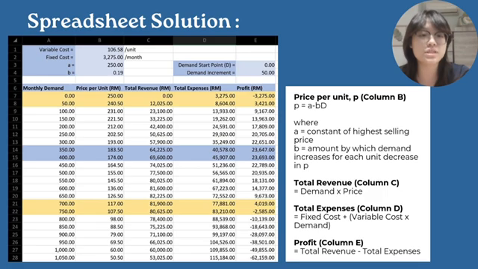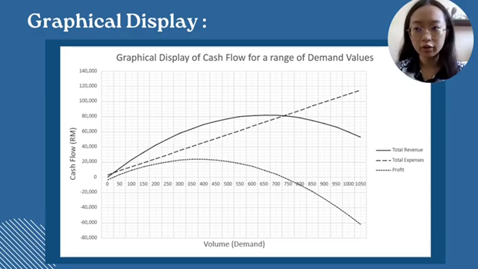Total revenue, column C, equals demand multiplied by price. Total expenses, column D, equals fixed cost plus variable cost multiplied by demand. And the profit, column E, equals total revenue minus total expenses. After the Excel calculation, we can generate a graphical display of the cash flow for a range of demand values. So we got a solid curve, which is the total revenue, and a dashed straight line below the curve, which is the total expenses, and lastly a dotted line at the bottom, which is the profit earned based on demand.